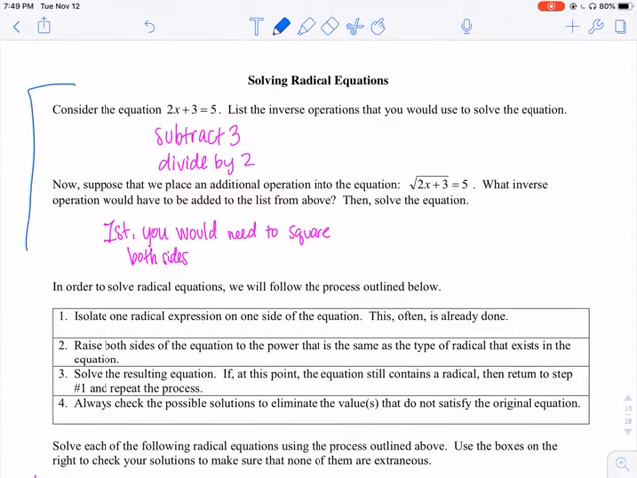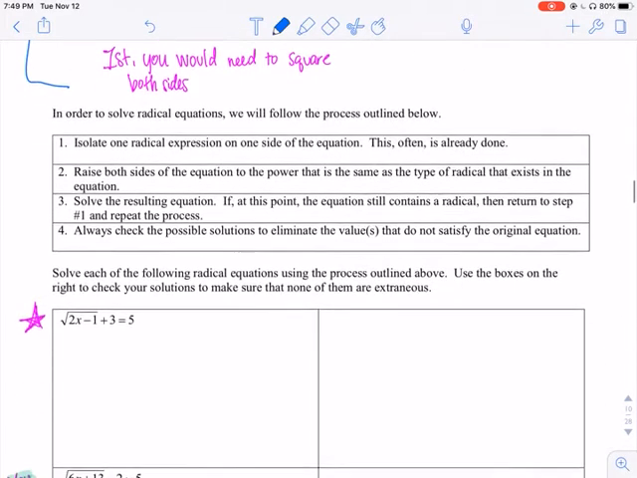So you probably already filled out this section and you can take a look at the steps here. The idea is that we're going to isolate one radical expression on one side of the equation, and often that's already done. And then we're going to raise both sides of the equation to the power that's the same as the type of radical. So basically, if we have a square root, we're going to square both sides. If we have a cube root equals a number, then we're going to cube both sides to get rid of it. So then we're going to solve the resulting equation.